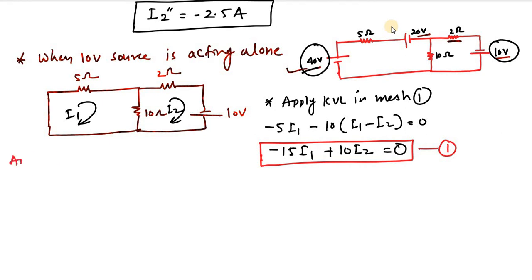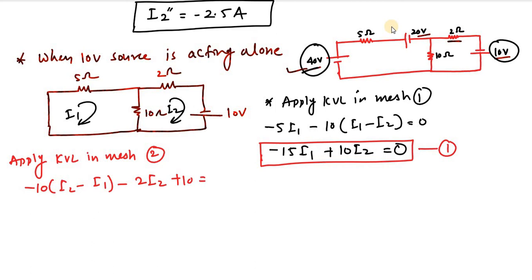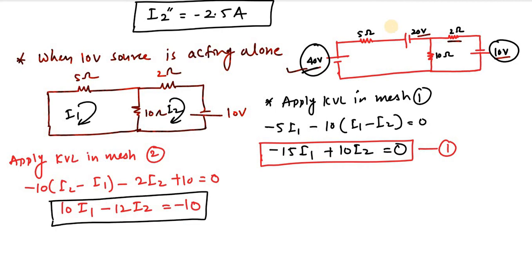Now apply KVL in mesh 2. It is minus 10 (I2 minus I1) minus 2 I2 plus 10 equal to 0. What is the simplification of this equation? It is 10 I1 minus 12 I2 equal to minus 10. So this is our second equation in this circuit diagram.